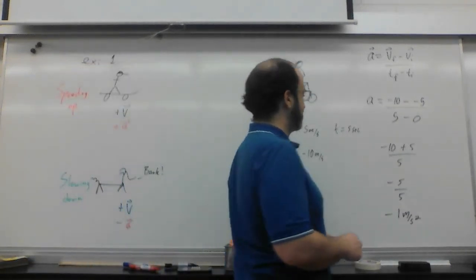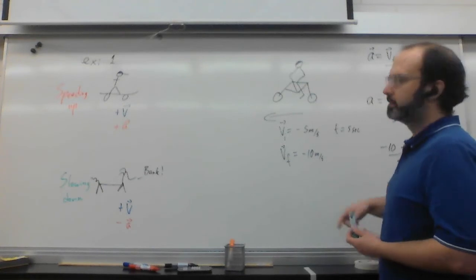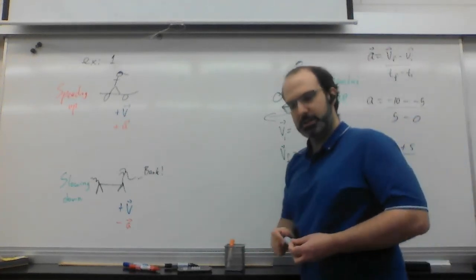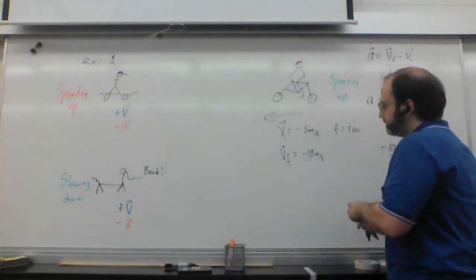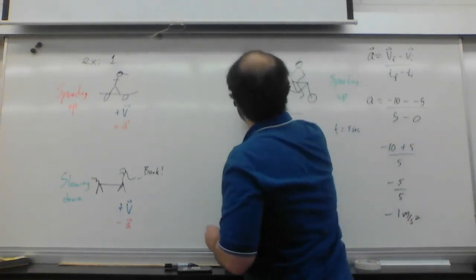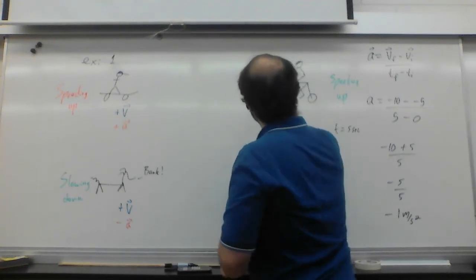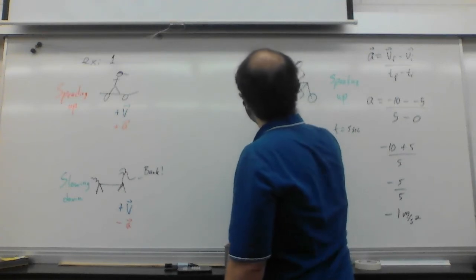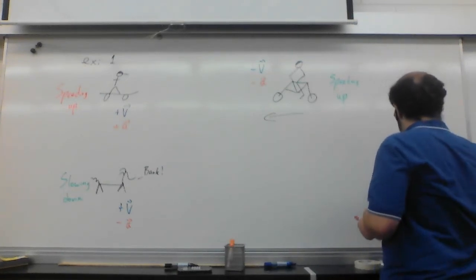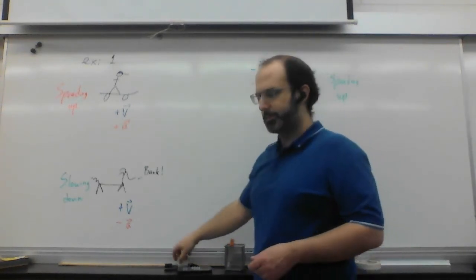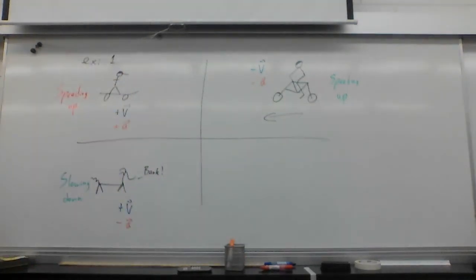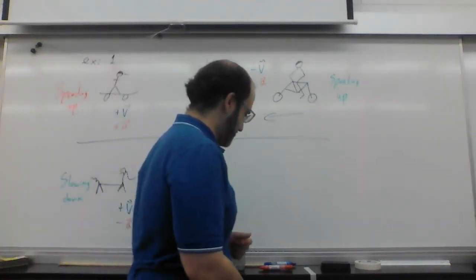But what about this guy? This guy's getting faster. He goes from 5 to 10. So this guy's speeding up. And if I do the same map, I get that the velocity here is negative, my bad. The velocity here is negative, and the acceleration is also negative. There's one thing missing here, isn't there?